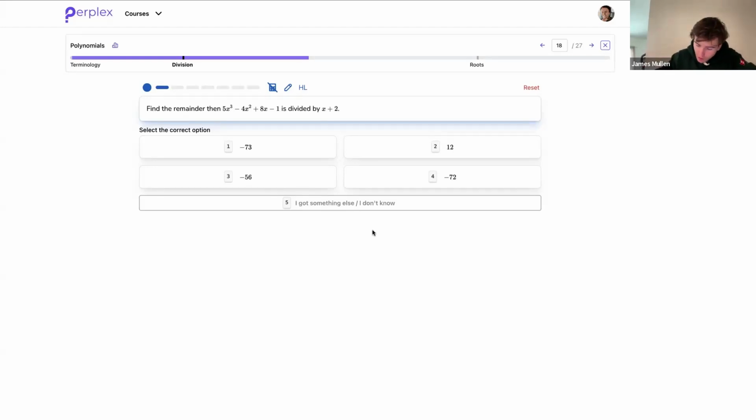So I want to find the remainder when this cubic polynomial is divided by x plus 2. I know that the remainder theorem tells me that the remainder when the cubic polynomial is divided by x plus 2 is going to be whatever the polynomial is at minus 2. I'm just going to name it p of x here because it's not actually named in the question. So p of minus 2 is going to be 5 times negative 2 cubed minus 4 times minus 2 squared plus 8 times minus 2 and then minus 1. Let's evaluate all of that.